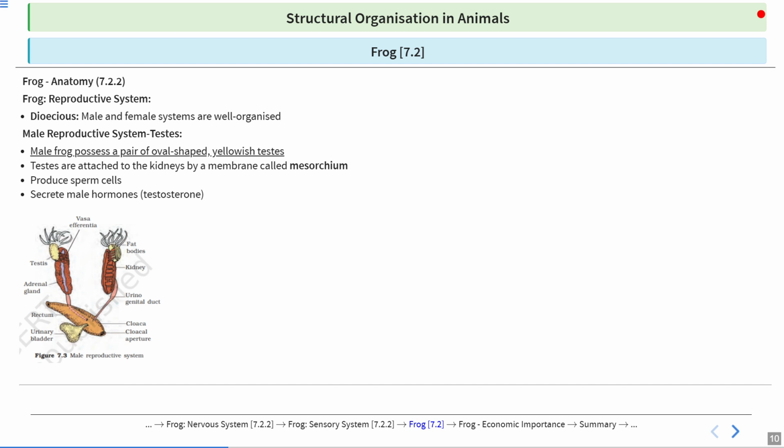If you compare it with the human, where is the position of the testes? The testes are present hanging outside the body in the scrotum. But in the case of frog, they are attached to the kidney. Very different position from the human, right? The human does not have any type of fat bodies attached to the kidney, but here you can see they have well developed fat bodies attached to the kidney, right? And one more thing, very important.